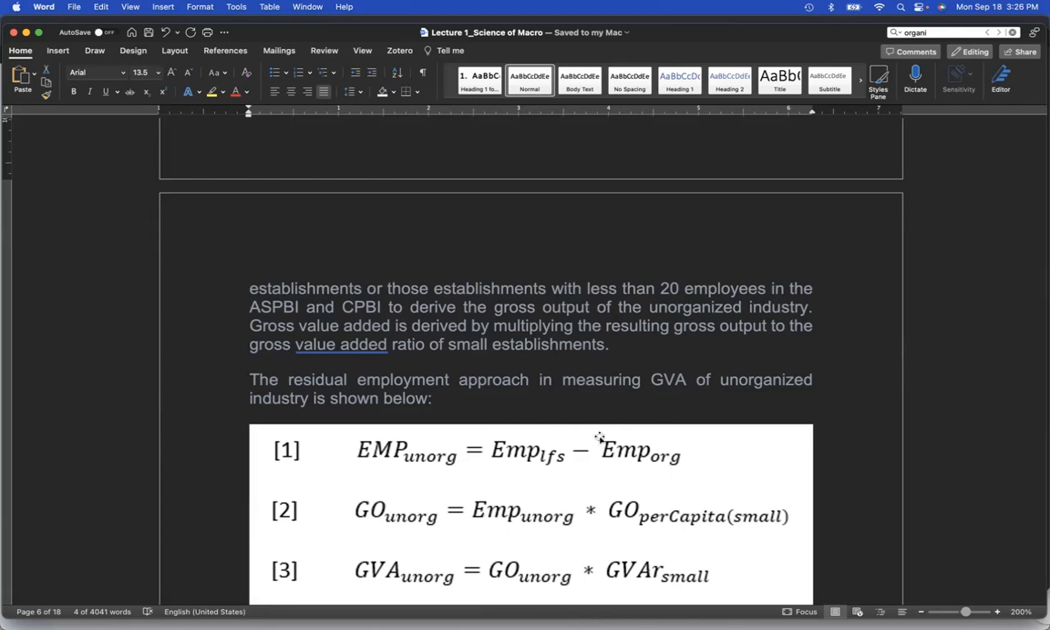So for all of those who are informal, or in this case, what, quote unquote, unorganized, they use the LFS data, which is based on a per person. So LFS is not business-based, it's person-based. We ask a person, are you employed? Where are you employed? What's your industry? And so on. So it will come up with a measure of employment that's higher or larger than the one here for the enterprise surveys. And then that's where you will get through the residual.